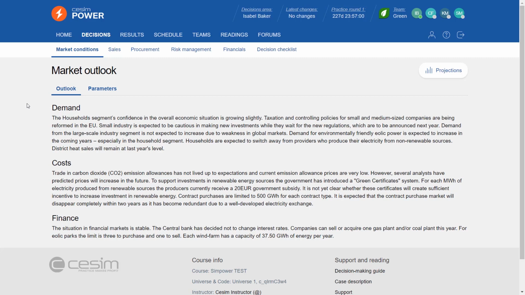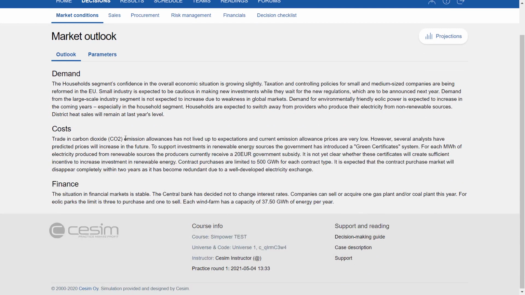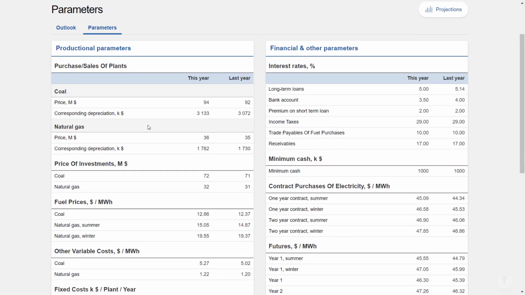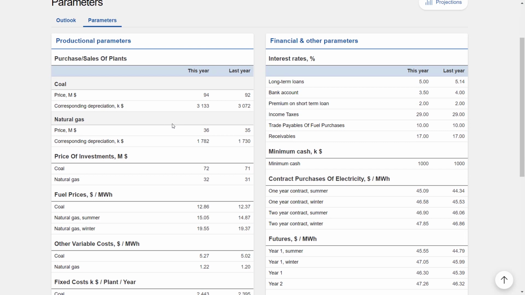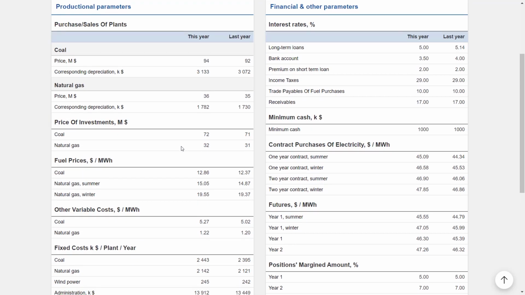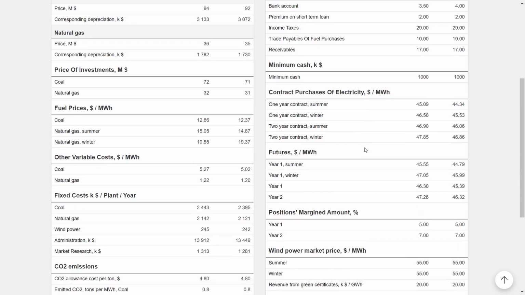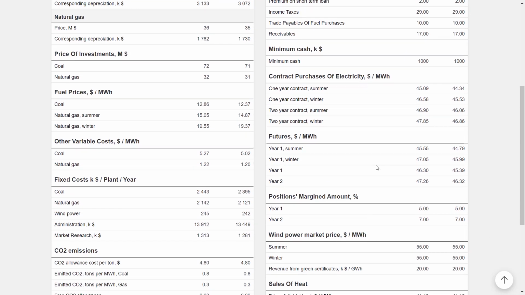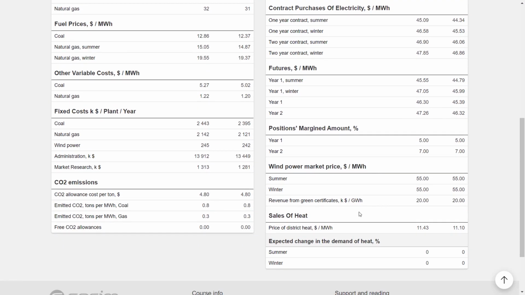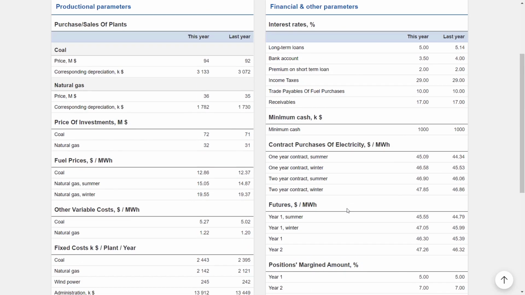The first page that we find here is the market conditions. You need to read the outlook before you start making decisions, because this gives information about what is happening in the operating environment. Then we have the parameters, which give you information about the cost of the different plants and fuels and other variable costs, financing costs, other information about the derivatives market, and also the price of district heat.